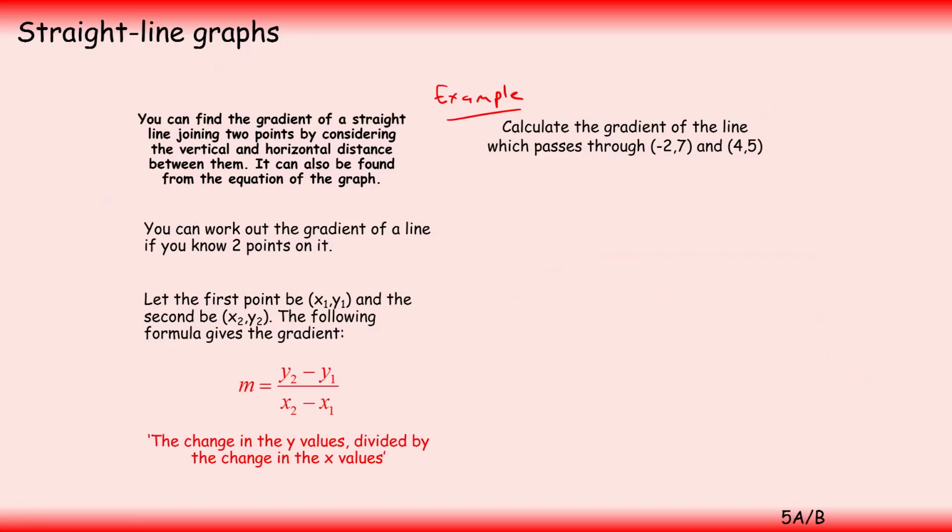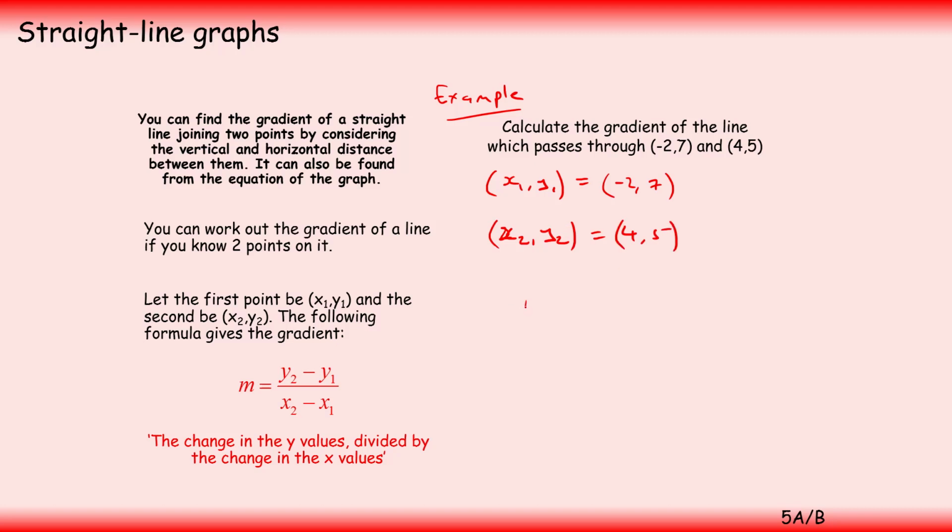Okay, so let's have a look at this example here. Calculate the gradient of the line which passes through minus 2, 7 and 4, 5. Now we're not going to sketch the graph, so it doesn't matter which one you call x1, y1 and x2, y2. So let's have x1, y1, and let's say that's equal to the first one there, minus 2, 7. And then x2, y2, and that's going to be equal to 4, 5. Okay.